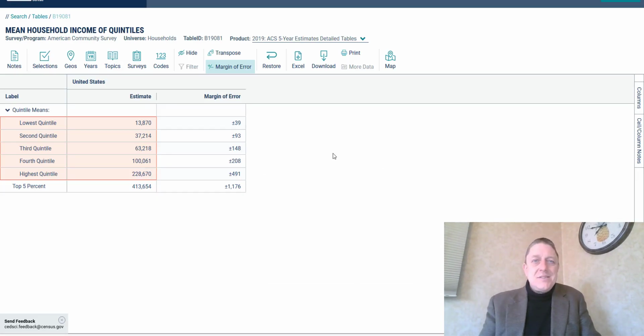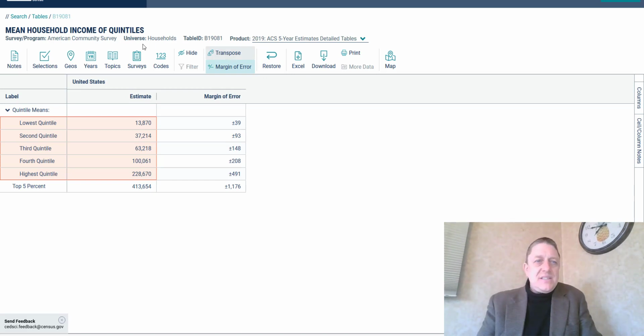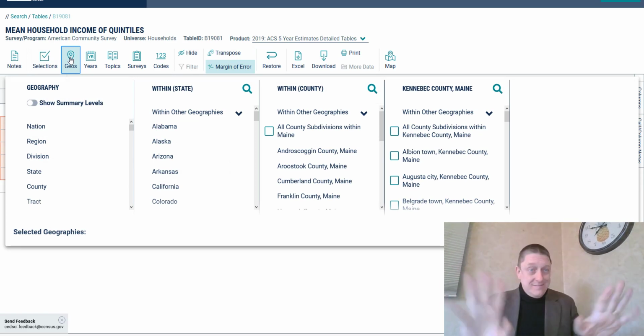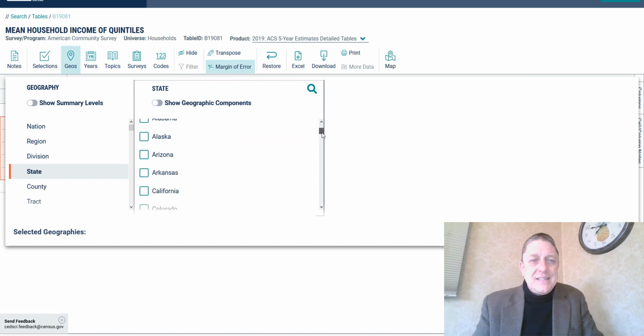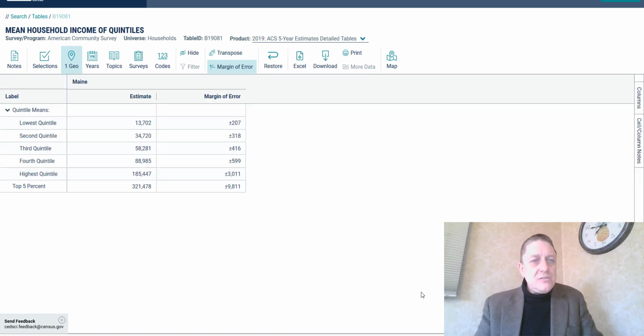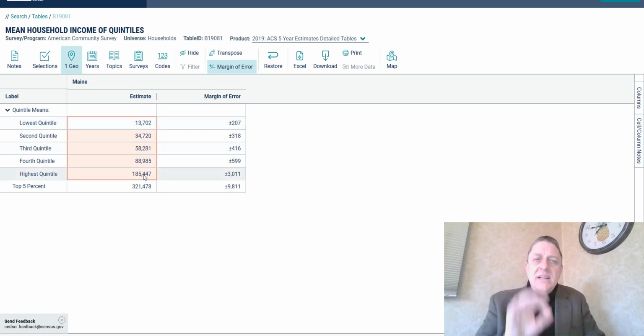I'm going to go to Geos. Now, I'm always going to make sure that my 2019 5-year estimates is selected up here because we want to compare in the same time period, at least for today. But we could look at the state, and we could look at the state of Maine. Okay, and then we could close. And making sure up here that we're talking about the state of Maine, 2019 ACS 5-year estimates, we have a result that is somewhat different.